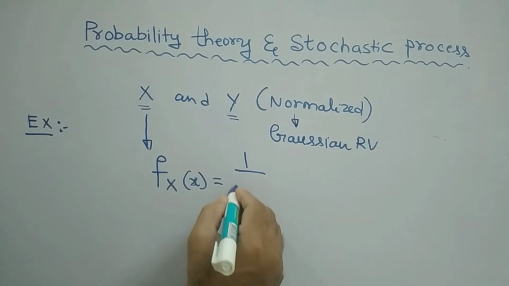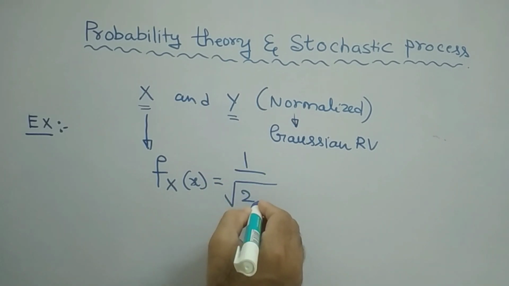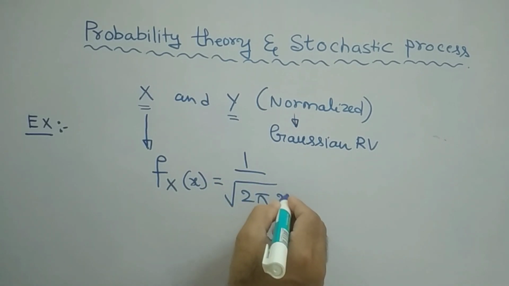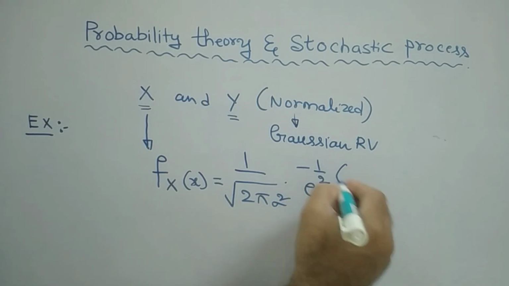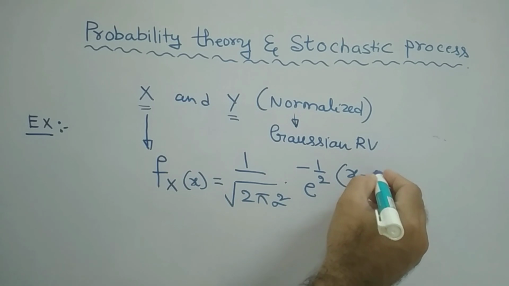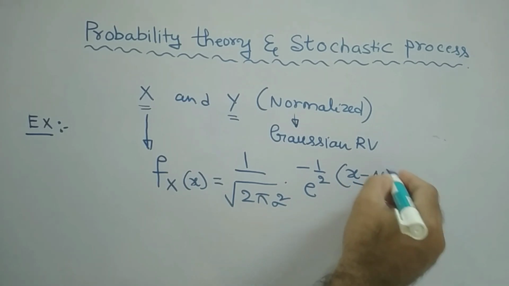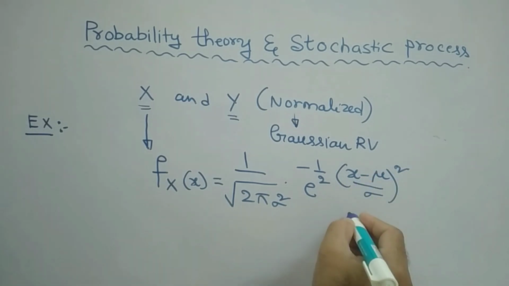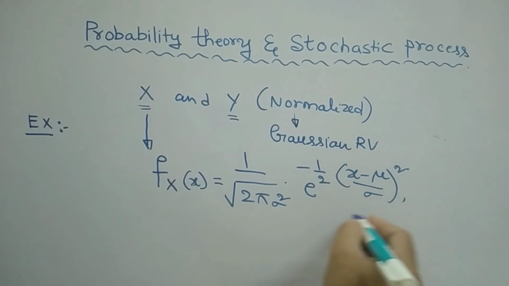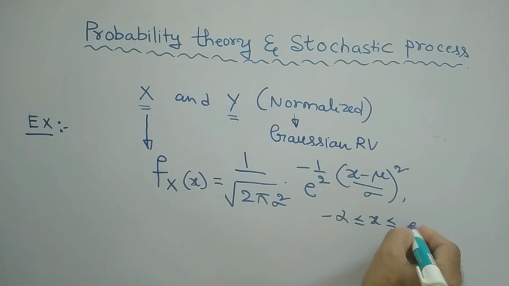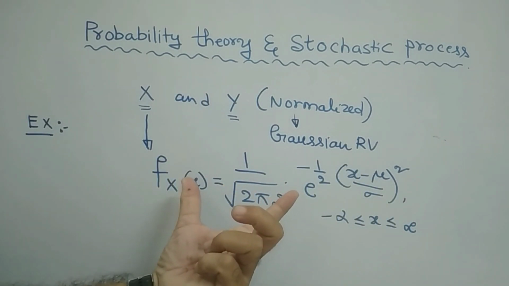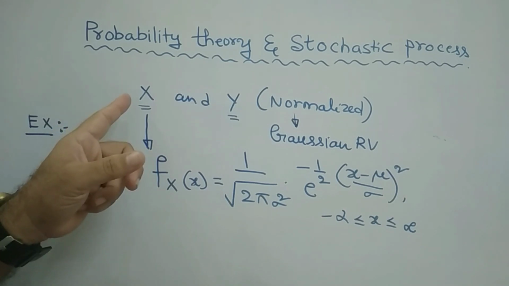It is 1 by square root of 2 pi sigma square into e power minus half of ((x minus mu) by sigma) whole square, where minus infinity is less than or equal to x, is less than or equal to plus infinity. That is the limit for x. This is the form for any given random variable x.